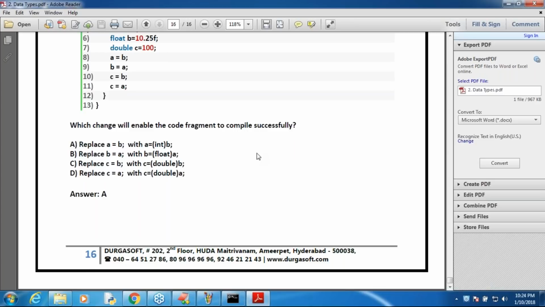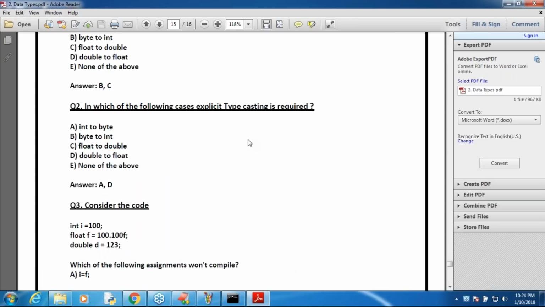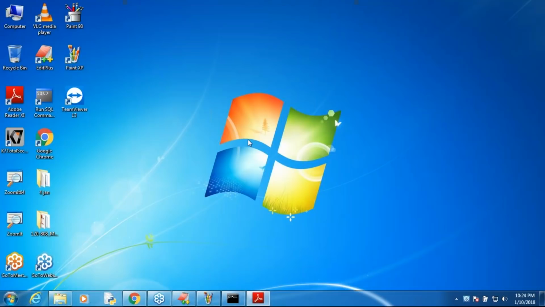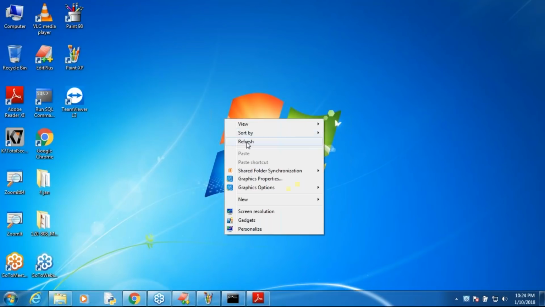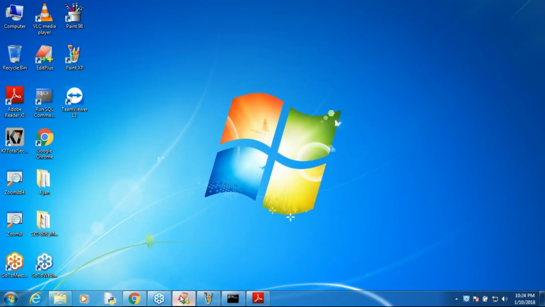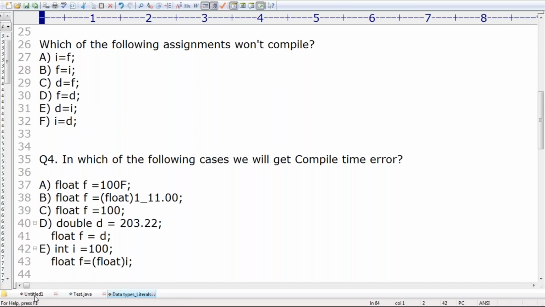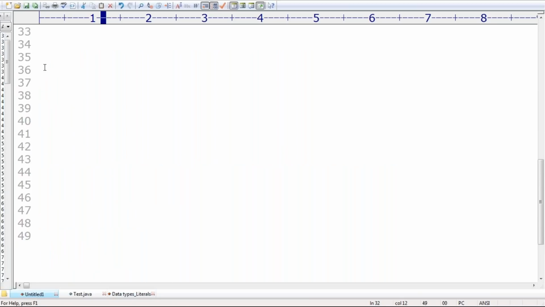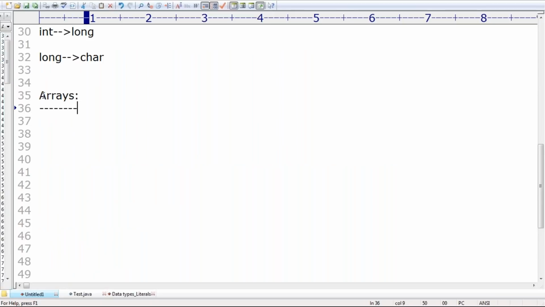That's all about the material. This is data types and the literals. Next session we will talk about the arrays concept. It's a very easy concept, but for the sake of the exam we have to take much care about arrays. Arrays is a very easy concept, but whenever the bits come, they are easy, yet more weightage is given to the arrays concept.